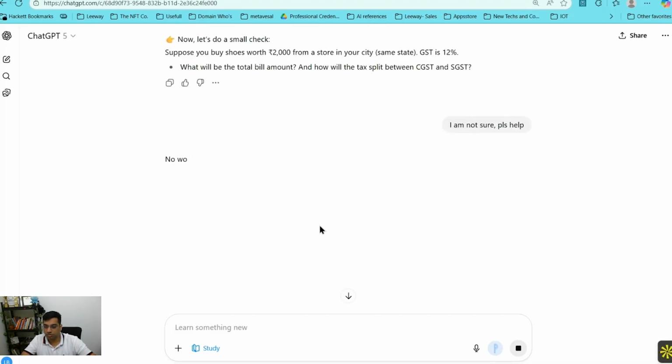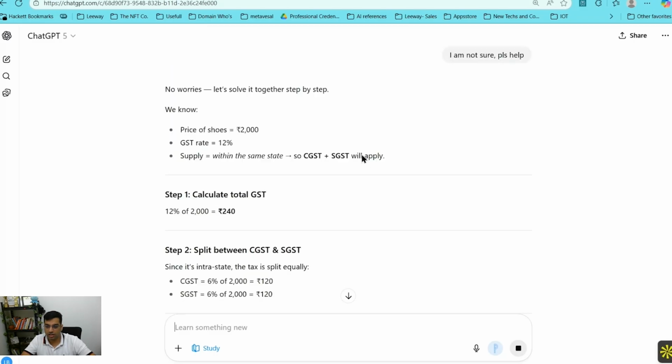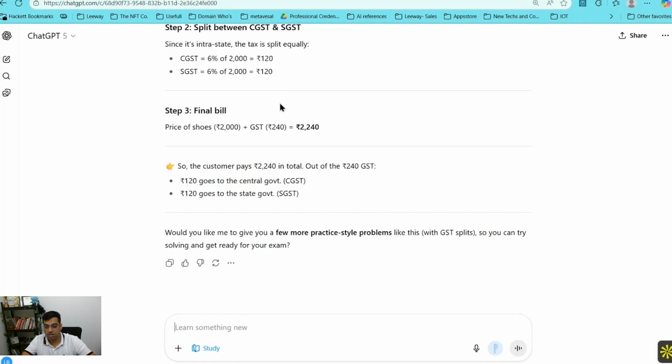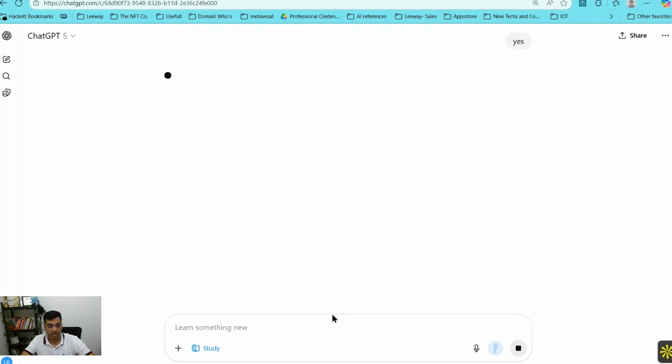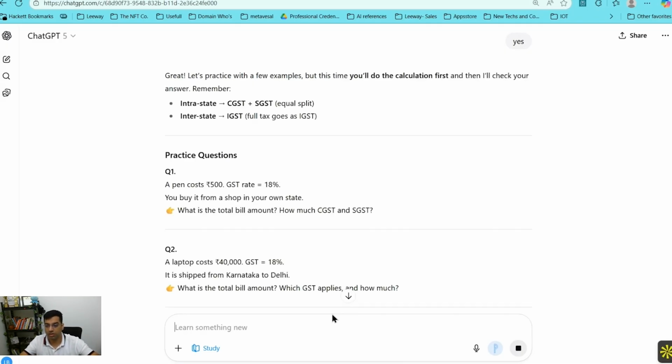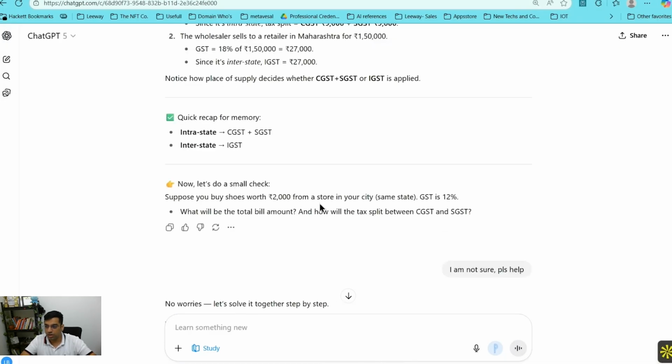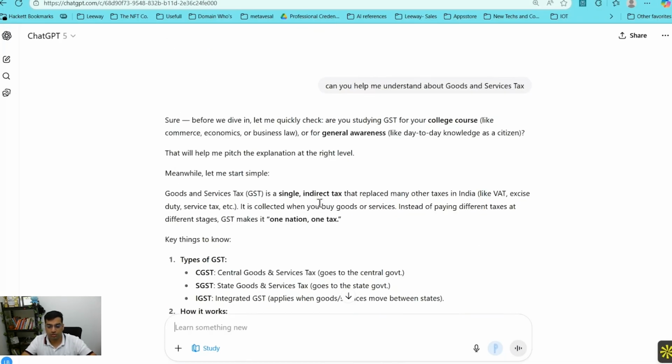Now, based on my response, it says let's solve it together. It explains step by step instead of giving the final response right away, with each detail in those steps. To get more practice-style problems, I would say yes. This way I am getting more engaged with ChatGPT and understanding by learning along with it. There are more practice questions already provided. So this is how you use the study mode of GPT.